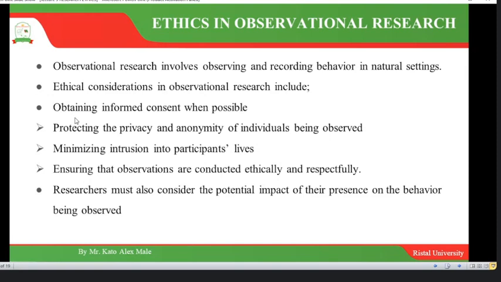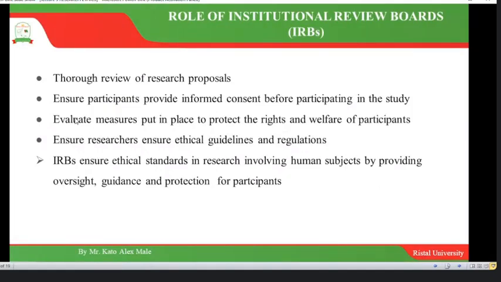So researchers must also consider the potential impact of their presence on the behavior being observed. I think that one is clear. For the problem you are trying to investigate, ensure that you consider that your presence has a potential impact on it.